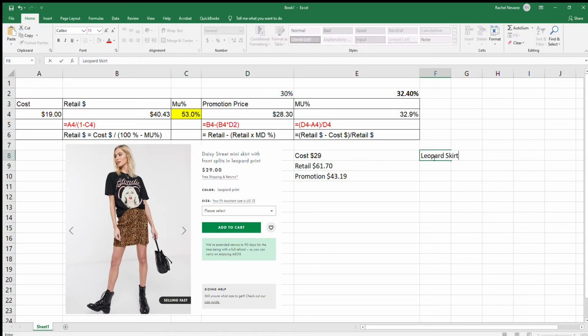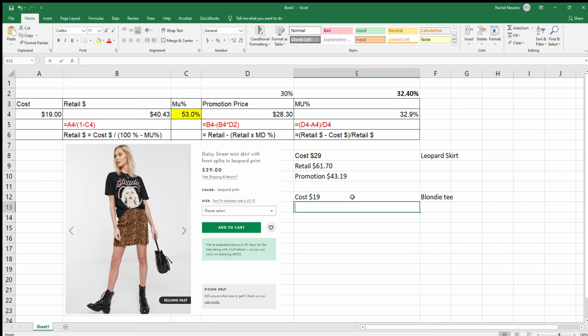So then I would come down here and say, this is for the leopard skirt, and this is for the blondie tee. At a cost of $19, it would retail for $40. I could just round that down. And my promotion price would be $28.30-ish. Okay? And you would do that for 5 products.